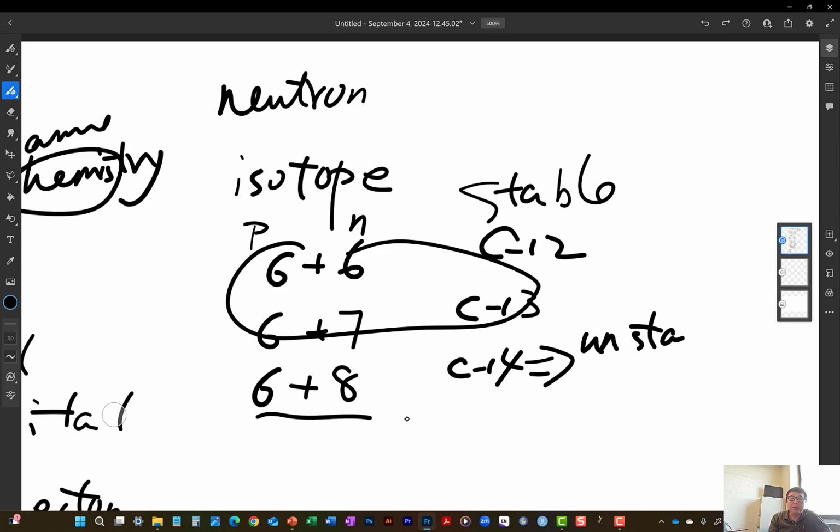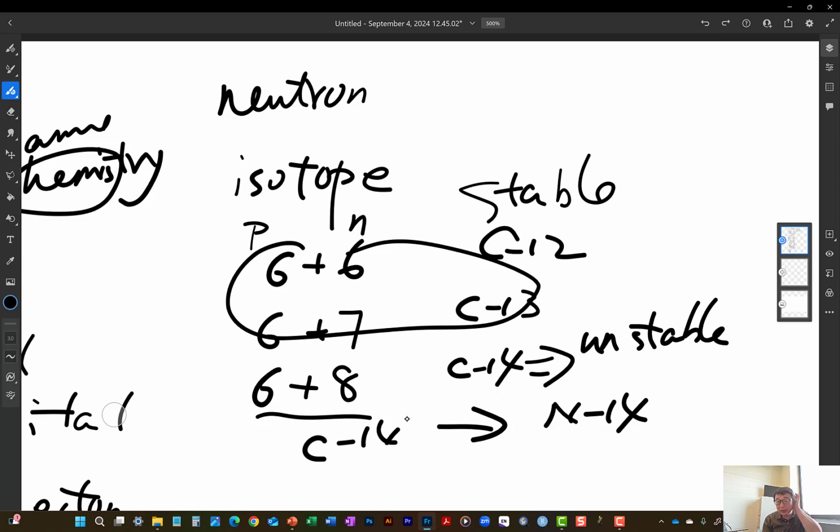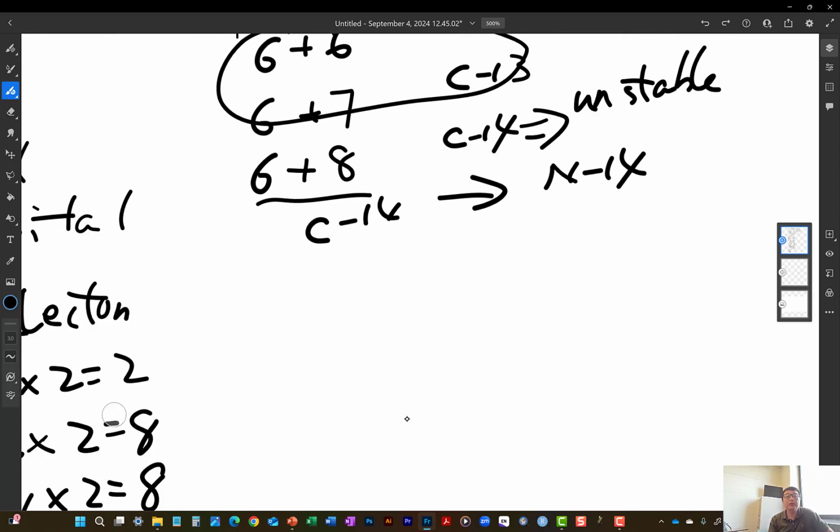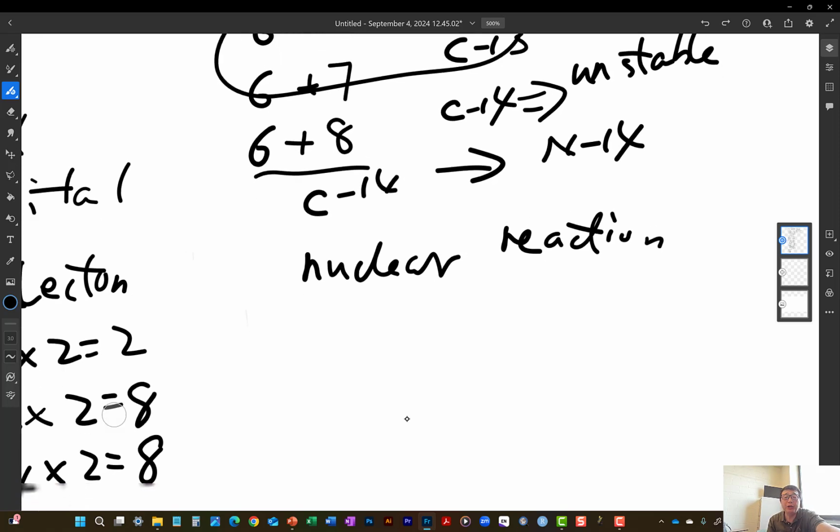What do we mean by unstable? An unstable C14 will automatically become N14. At the beginning, if you look at my slides, I mentioned that elements stay as they are. No chemical way can change one element into another element. That's a definition that proves itself, because whenever one element becomes another element, this is no longer considered a chemical reaction. This is called a nuclear reaction. A nuclear reaction rarely happens in our body.